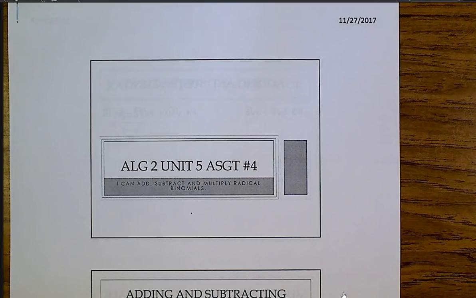We are back at it for lesson 4 in unit 5, and today we're going to be talking about adding and subtracting and multiplying some radical binomials, so two-term radicals. Let's jump right into it and get started here.